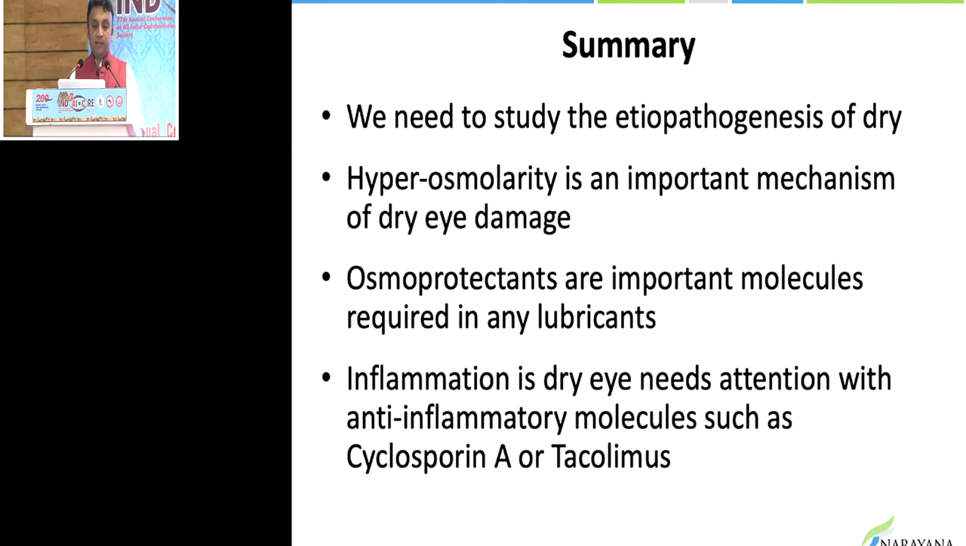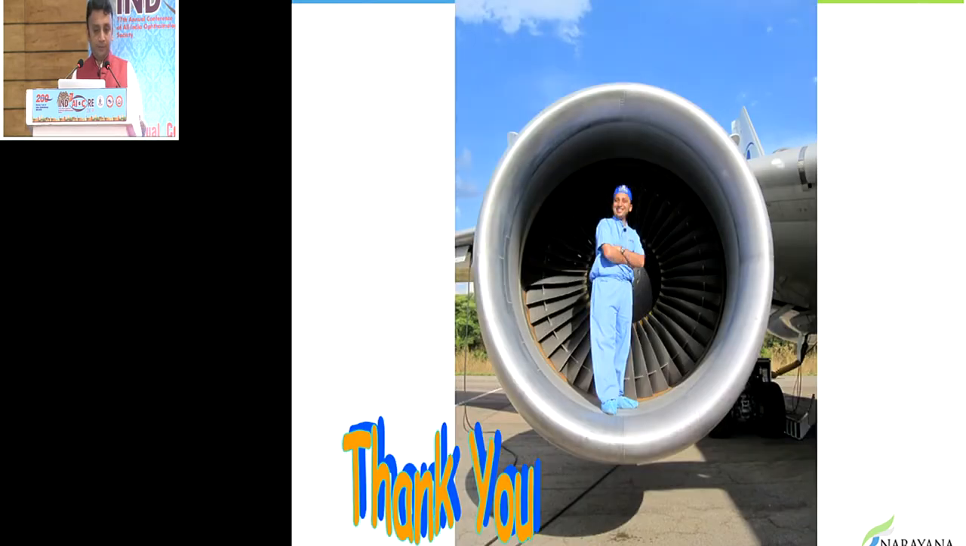for lubricant. So to summarize, we need to study the etiopathogenesis of dry eye. Hyperosmolarity is an important thing, but we would love to have osmoprotective agents in our molecules. Inflammation in dry eye needs attention, and we can use cyclosporin and tacrolimus in selected cases. Thank you very much.